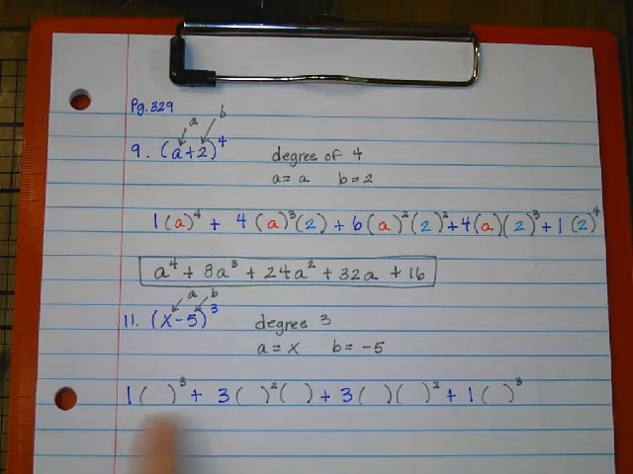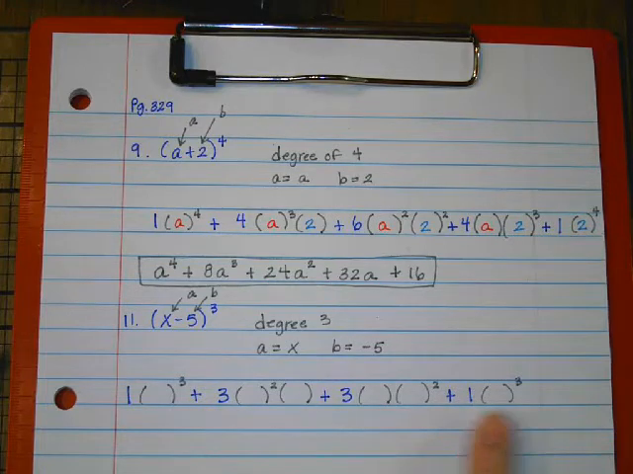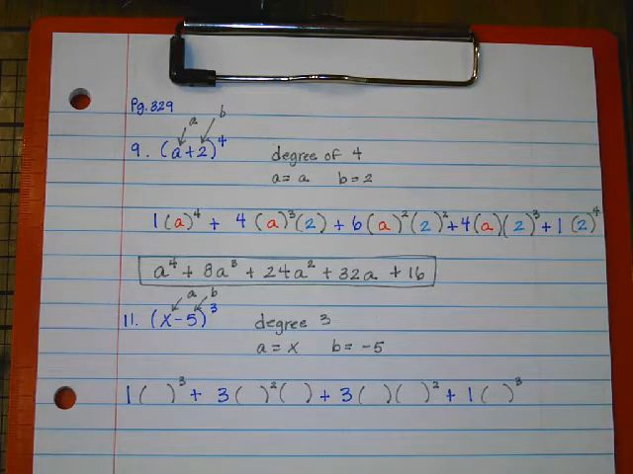So a to the third, a to the second, a to the first, no a. B to the third, b to the second, b to the first, no b. All right, so I'm going to go ahead and substitute those values in.